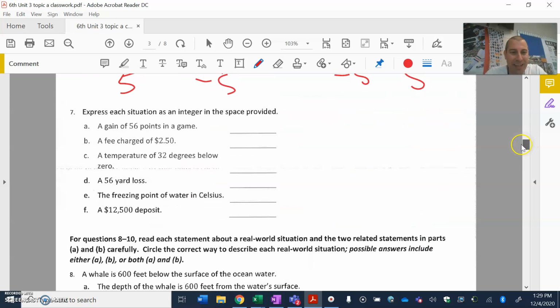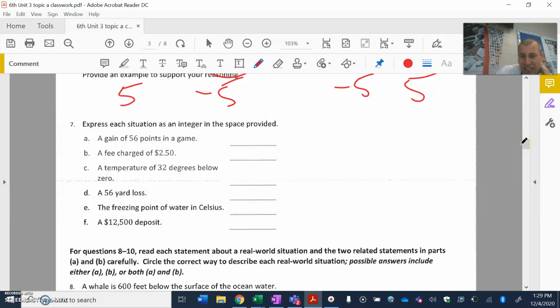All right, here. Expressing situation as an integer. Okay, so the main thing here is they wanted you to write it as a positive or negative number. So this is something where we need to make sure we understand what vocabulary is. Again, if we gain, that's a positive. So we just put the number down itself. Don't put a positive next to it there. If the number's all alone, it is positive. A fee, they're charging us money. They're taking money away from us. So that's a negative that's there.